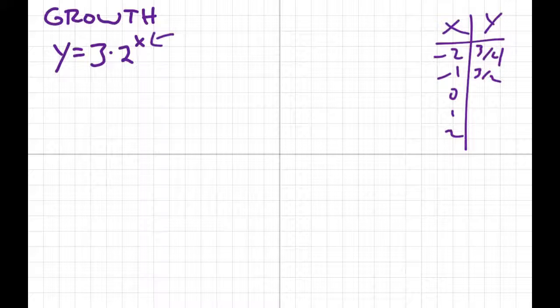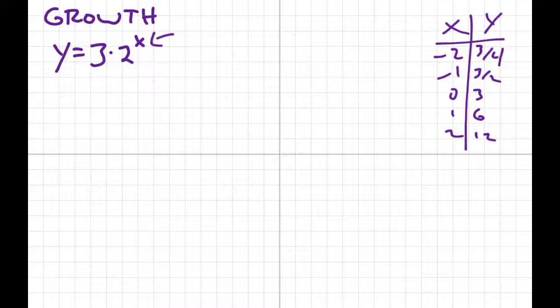If I put 0 in, 2 to the 0 power is 1. 3 times 1 is 3. If I put 1 in for x, 2 to the first power is 2. 3 times 2 is 6. And if I put 2 in, 2 to the second power is 4. 3 times 4 is 12. And so I can plot these points.